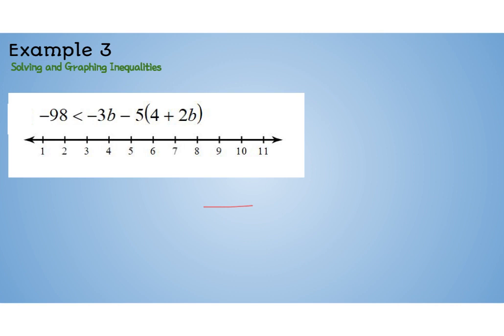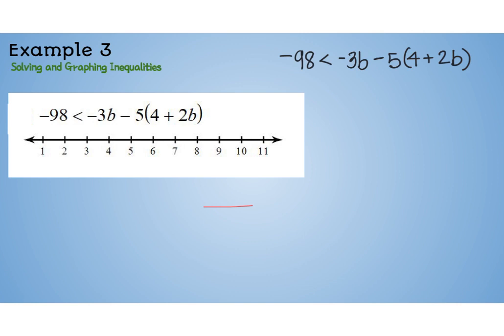So let's take a look at this multi-step inequality. Well, we're going to solve this the same way that we would an equation, so it's not too different. So I am going to rewrite this over on this side. I have negative 98 is less than negative 3b minus 5 times the quantity 4 plus 2b, close parentheses. So if that inequality symbol is scaring you or giving you nightmares, almost pretend like it's an equal sign just for the moment when you're solving it. But pay attention to the rules as well.